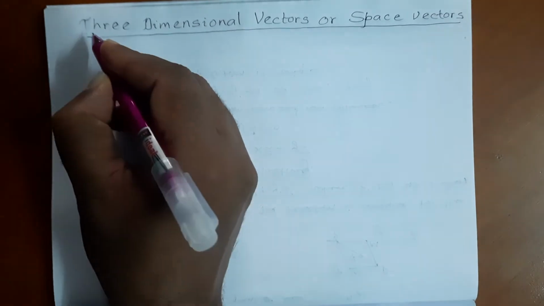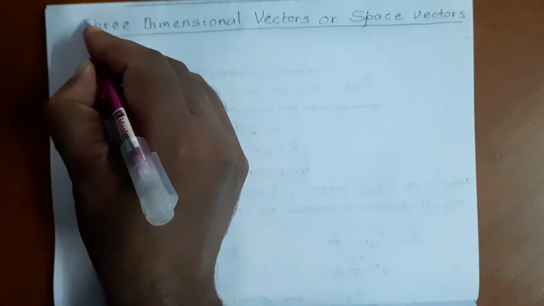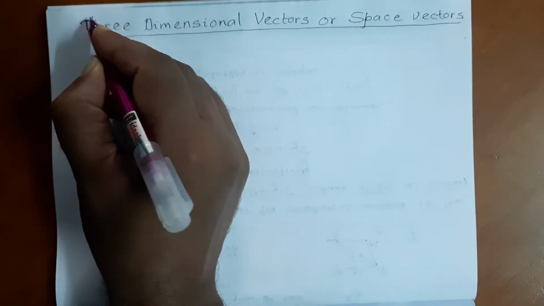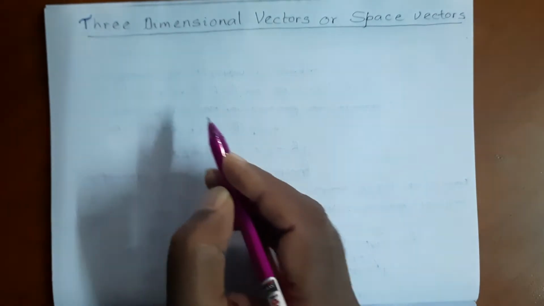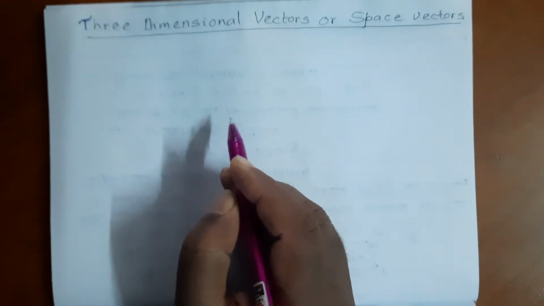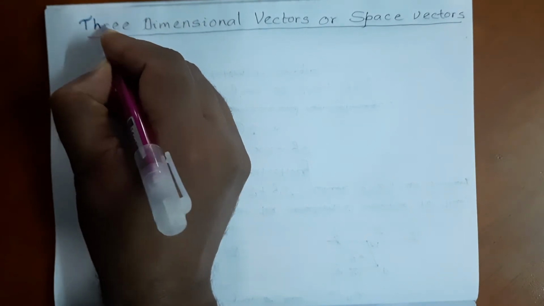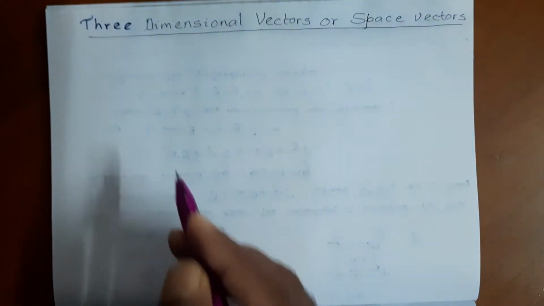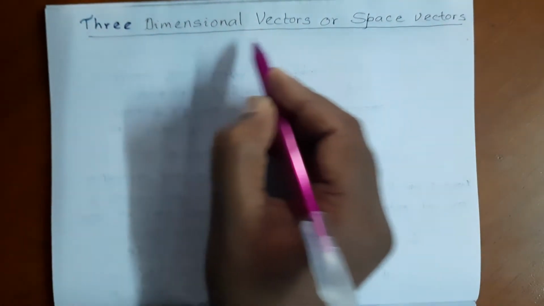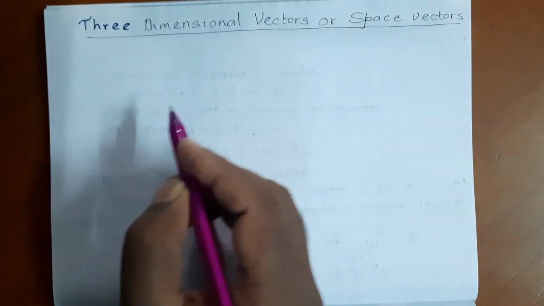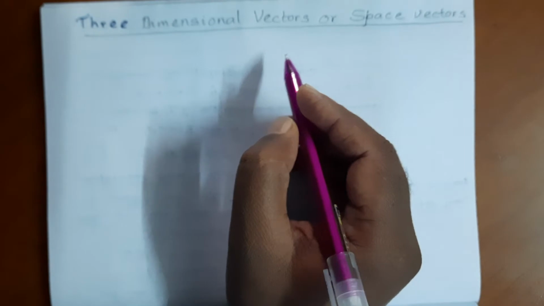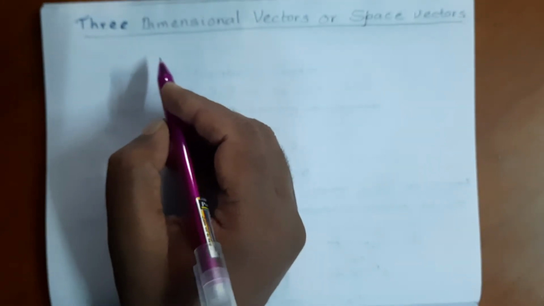Vectors are very important topics in mathematics as well as in physical science. I have been explaining vectors for a few days, and now it's the turn of the three-dimensional vectors or space vectors. Okay, so let's state one important relation of the space vectors.